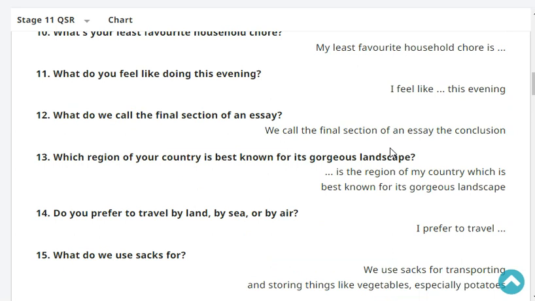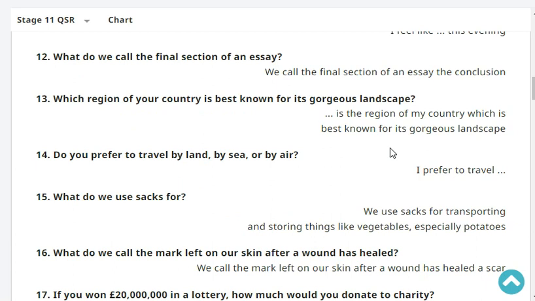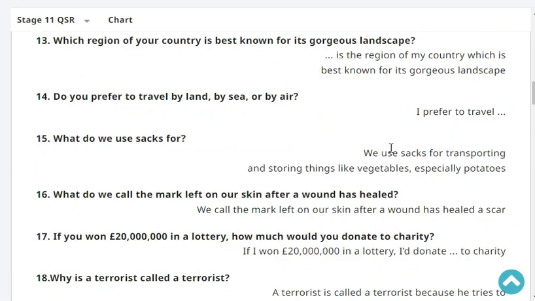Which region of your country is best known for its gorgeous landscape? Hokkaido is the region of my country which is best known for its gorgeous landscape.